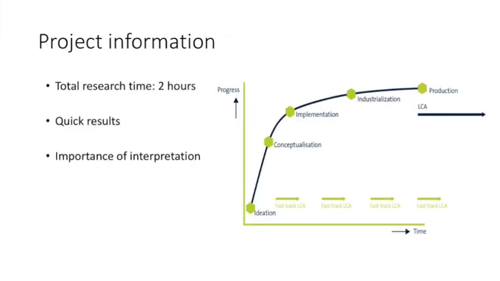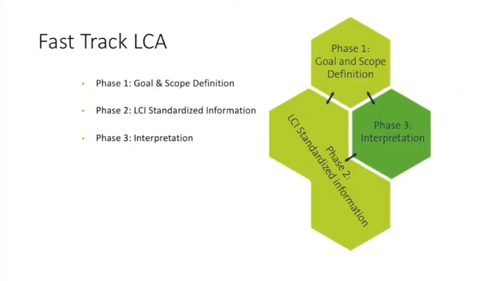So comparing these 2 things, it will cost you about 2 hours. You will get quick results and you could do it at any time of your project. And the most important thing is the interpretation of your data. What do you want to get out of it? And you should have a scope that fits that. So to summarize, the fast track LCA consists of 3 phases, the goal and scope definition, the inventory phase of the information from the databases and the interpretation.